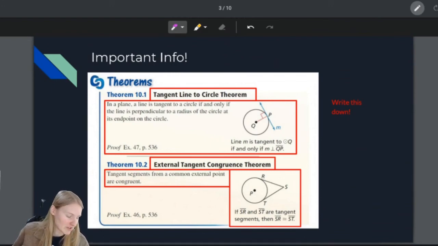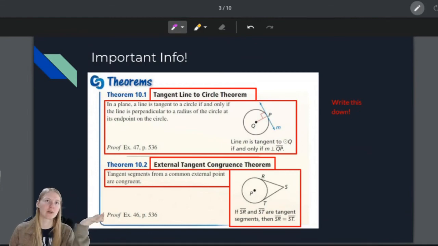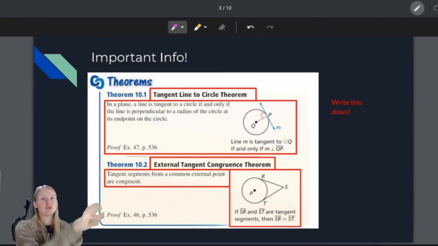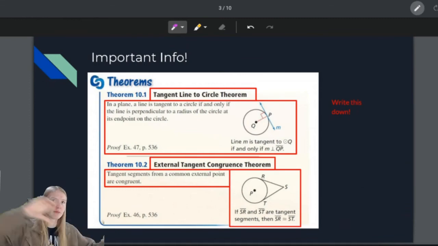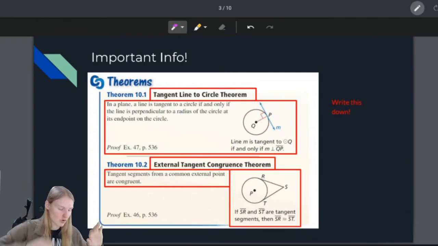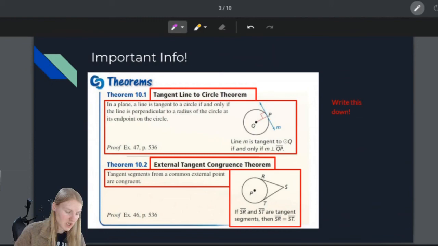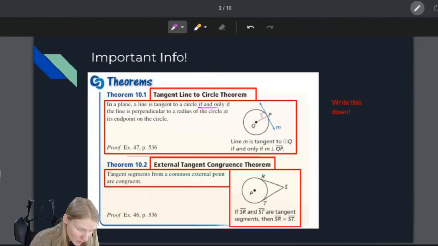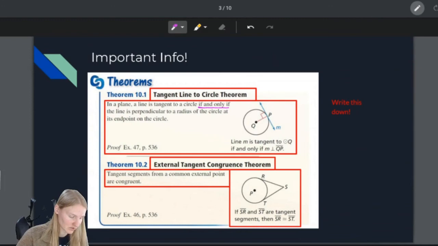So our first theorem is the tangent line to circle theorem, and what it says is that in a plane, so all of this is happening in the same plane because if you skew things, it messes things up. So we're just assuming that we're on the same flat sheet of paper for all of these figures. So in a plane, a line is tangent to a circle if and only if the line is perpendicular to a radius of the circle at its endpoint.